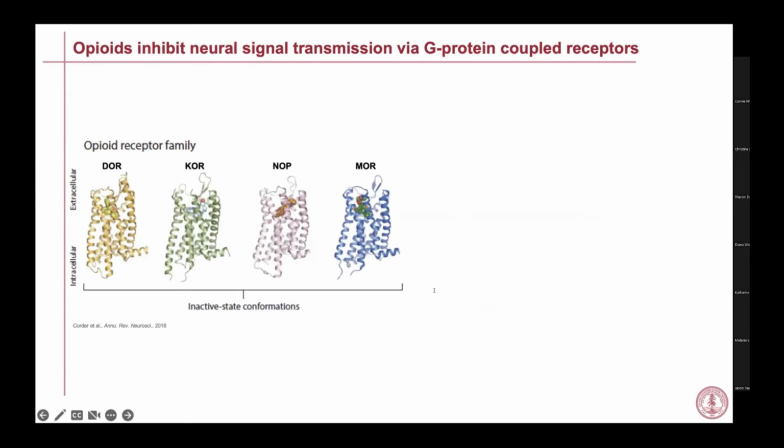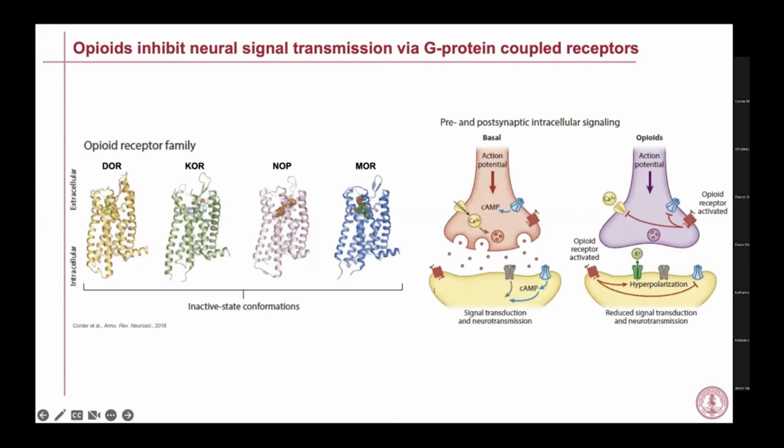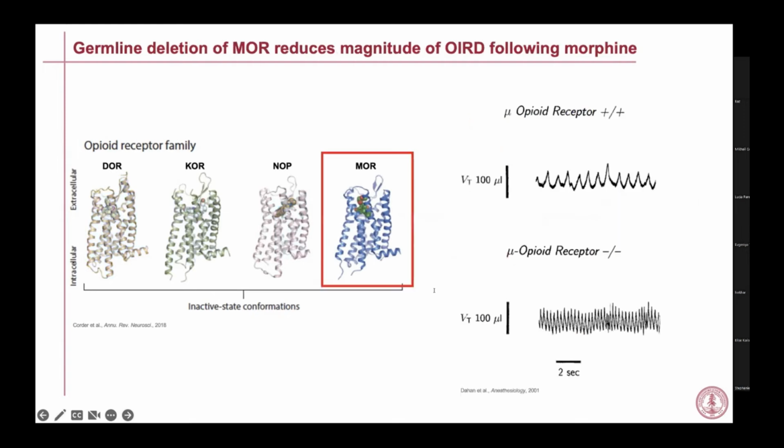And when activated, these cause hyperpolarization at neural synapses, decreasing signal transduction and neurotransmission. Interestingly, all 4 of these receptors have been shown to be involved in pain modulation in some capacity, while the mu opioid receptor is the only one that's been identified as a driver for OIRD.